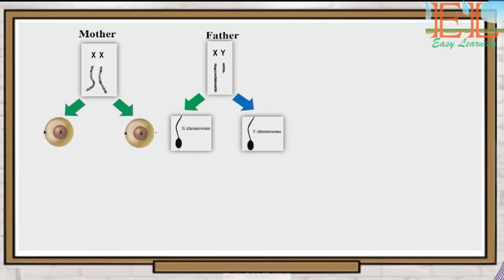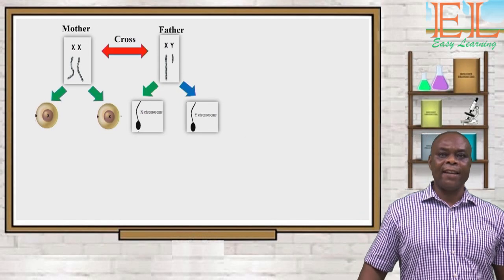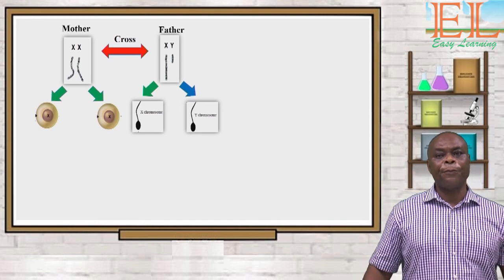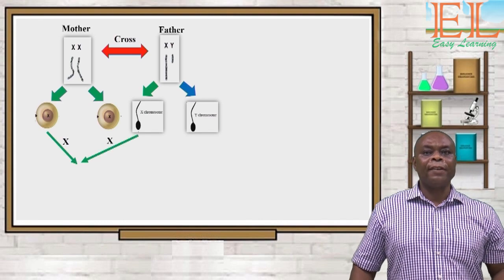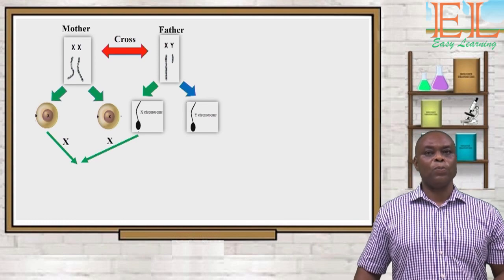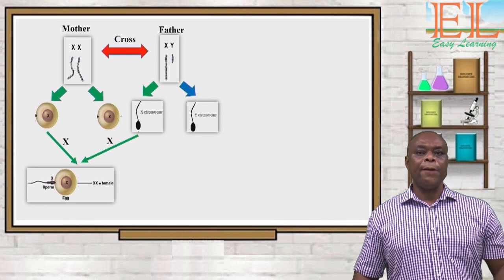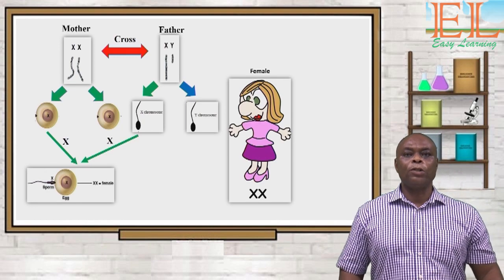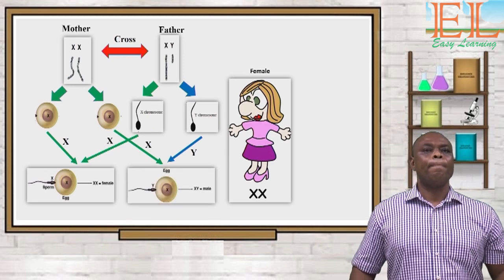During fertilization, if an X-bearing sperm fertilizes the egg, since the egg is X and the sperm also bears X, the zygote that would develop from these chromosomes will have XX chromosomes and hence would develop into a female or a girl. If the Y fertilizes the egg, the zygote will bear XY and will develop into a male.